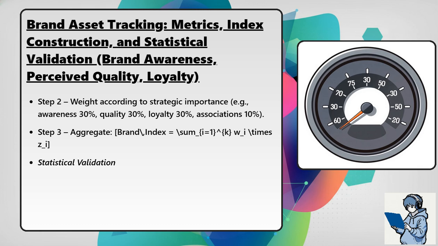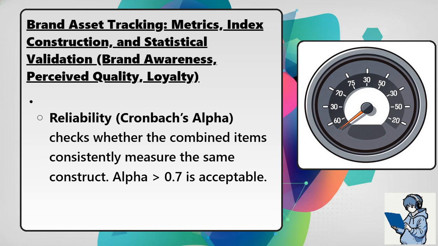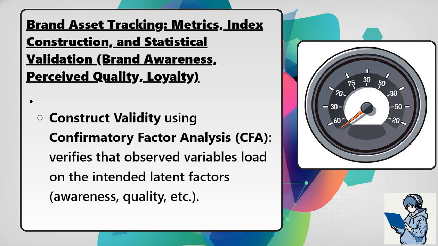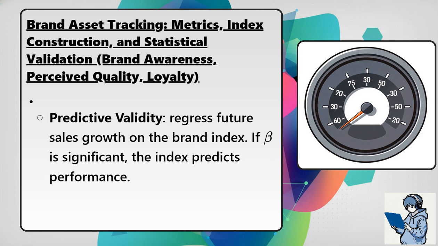Statistical validation. Reliability: Cronbach's alpha checks whether the combined items consistently measure the same construct; alpha greater than 0.7 is acceptable. Construct validity: using confirmatory factor analysis, CFA, verifies that observed variables load on the intended latent factors, awareness, quality, and so on. Predictive validity: regress future sales growth on the brand index. If beta is significant, the index predicts performance.